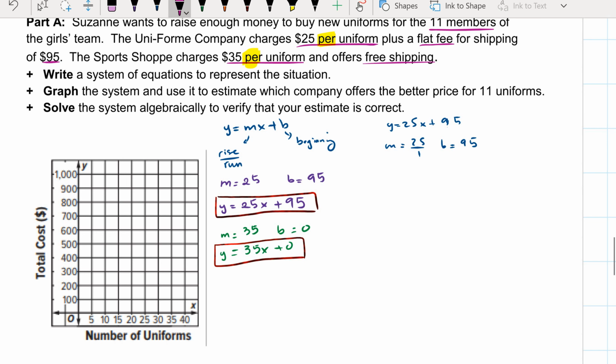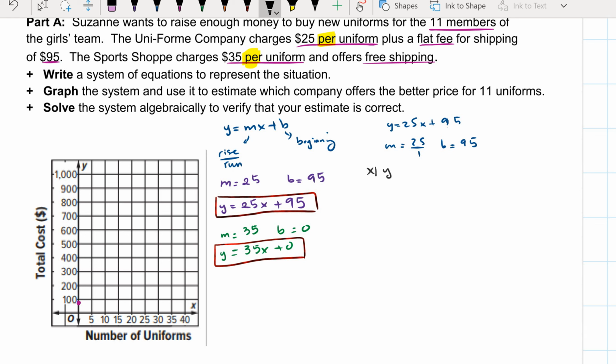Let's say 0, 95 is my first point. Go up 25 over 1. Here's the problem: it doesn't start exactly at 100, so it's really hard to go up 25. Using rise over run doesn't work in this case. We have to make an x and y value table.